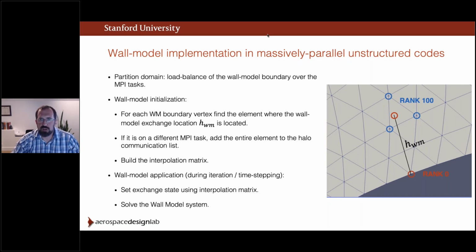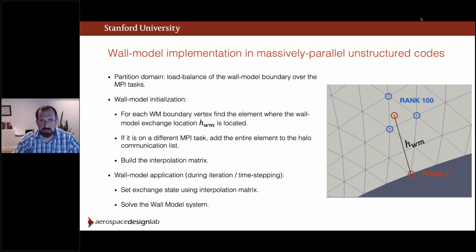In SU2, when we've implemented this, when the domain is partitioned, the off-wall cell in which the exchange location is located is identified, added to the communication list, and an interpolation matrix is built. So in other words, for each wall vertex, we have a donor element from the LES from which the LES solution is fed to the wall model. This all happens once at the beginning of code execution. It's load balanced and it's hidden from the user, which is great.